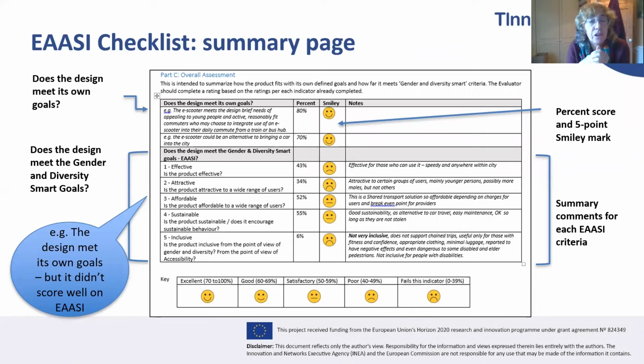Finally, you get to the end of the checklist and you create a summary page carrying forward everything you've done. So you ask, did the design meet its own goals? In the case of the e-scooter, yeah, it did pretty much meet its own design goals, the design brief. And then we ask, well, did it meet the gender and diversity SMART goals? In this case, the e-scooters didn't score very well on the EASY gender and diversity SMART goals. And we carry forward the percentages, and we can add notes as to why it didn't score, or maybe if it had scored well, we'd say where it scored better.